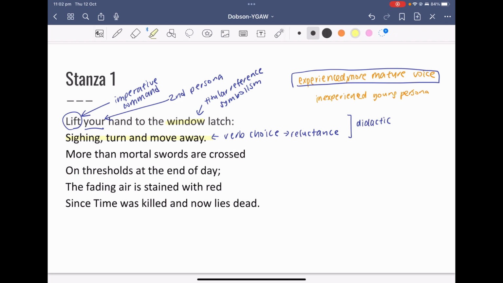Now, if we move on, more than mortal swords are crossed on thresholds at the end of day. So, more than mortal swords are crossed, we have a metaphor here. And we also have the end of day. So threshold and end, I think you could make note of how they are contrasting, or a juxtaposition. We also have a contrast. We have the fading air stained with red. Now that is very blatantly a metaphor.